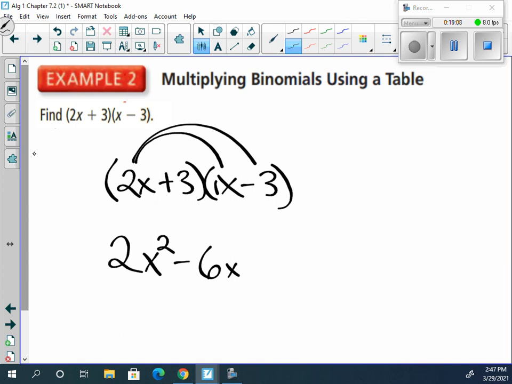So we have that done. Now we can do the 3. Well, 3 times x is plus 3x. I think those are quite nice because it's just the number and the variable. And lastly, 3 times negative 3. It would be negative 9. Positive and negative makes a negative, and 3 times 3 is 9. Questions on this here?